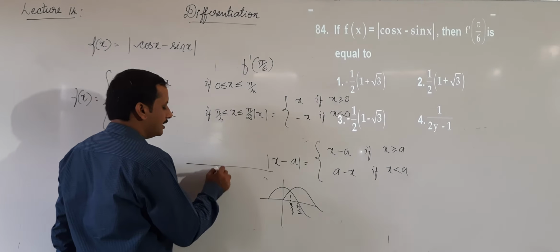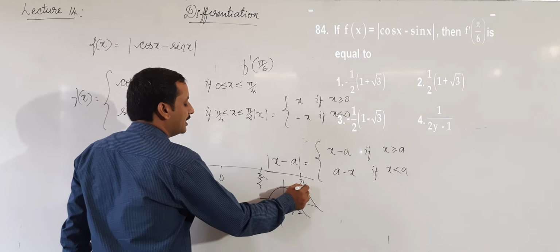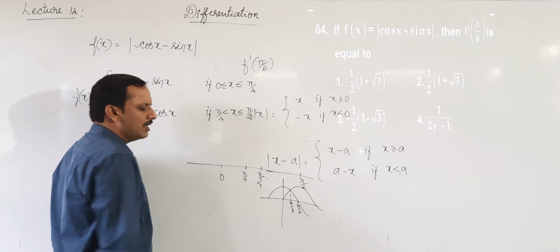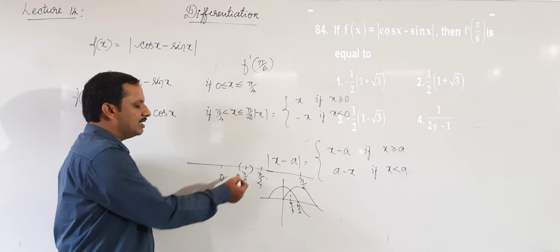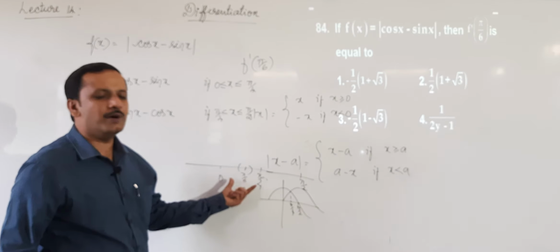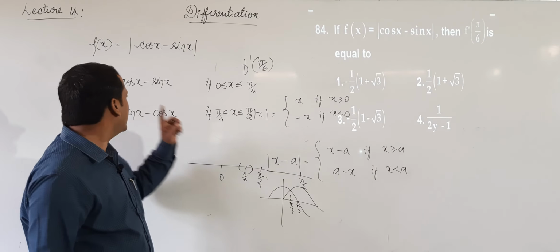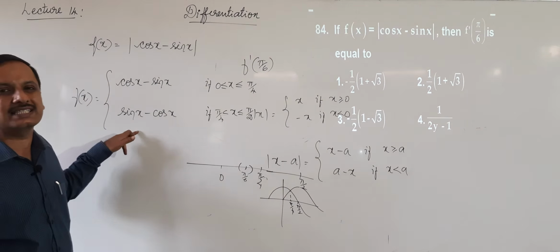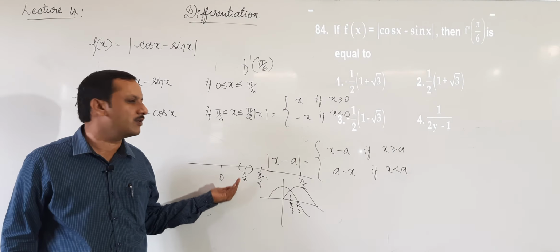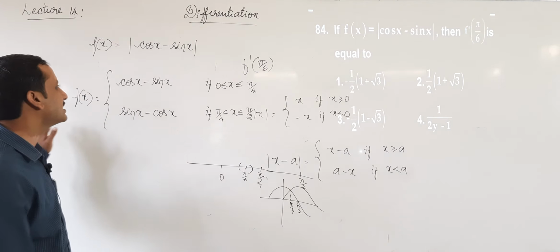So here you see this is 0, this is pi by 4 and this is pi by 2. We are talking about pi by 6, which is 30 degrees. So pi by 6 is here. We are in the neighborhood of pi by 6. So in the neighborhood of pi by 6, should I take cos x minus sin x or should I take sin x minus cos x? Neighborhood of pi by 6 means clearly less than pi by 4. When it is less than pi by 4, what should I take? I should take cos x minus sin x.